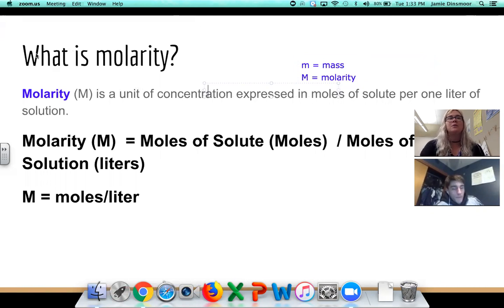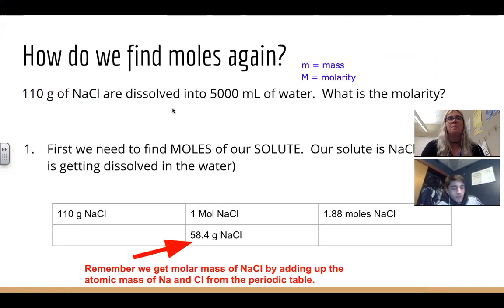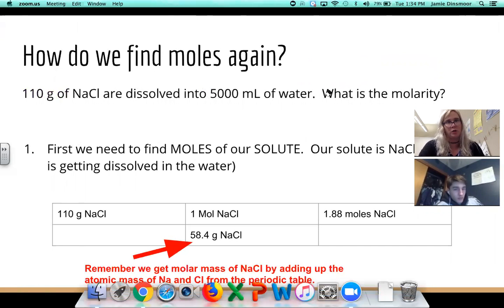So in simplest terms, how do we find moles again? Because that's going to be an important step to finding molarity, knowing the moles. This is sort of what the questions will look like for this type of assignment. 110 grams of NaCl are dissolved in 5,000 milliliters of water. What is the molarity? That's the kind of question you'll see here, and you think, I have to find moles and liters and divide.